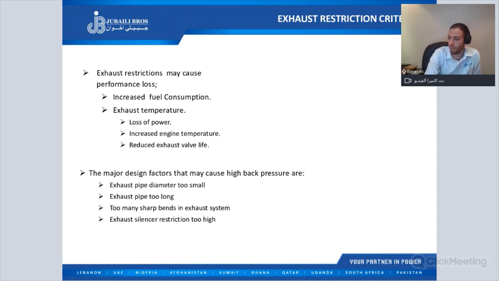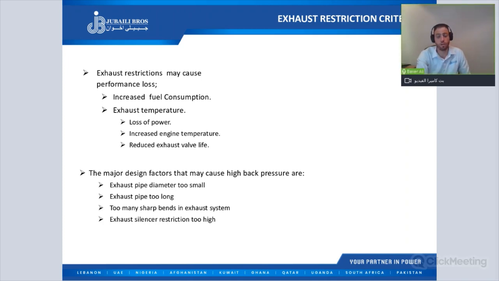Now we'll talk about the exhaust system back pressure. What are the effects of excessive exhaust back pressure? First, we will get a loss in power. If we have more back pressure than allowed, we will get a loss in power. Approximately a 0.5% decrease of the generator power for each 3.3 kilopascal above the limit. So 0.5% loss of power for each 3.3 kilopascal above the maximum level.